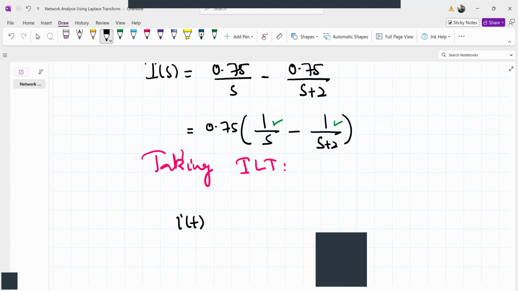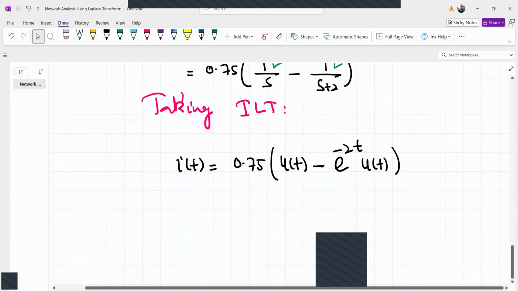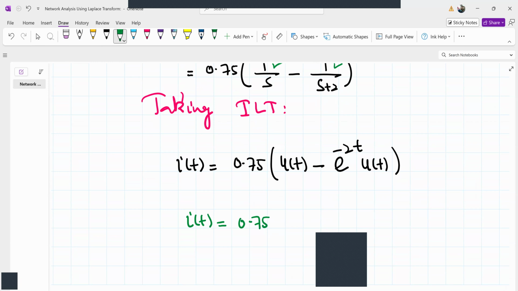I of t will be equal to 0.75 times the inverse Laplace transform of 1 by s, which is u of t, minus the inverse Laplace transform of 1 by s plus 2, which is e to the power of minus 2t u of t. So we can take u of t common and write I of t as 0.75 times (1 minus e to the power of minus 2t) u of t.